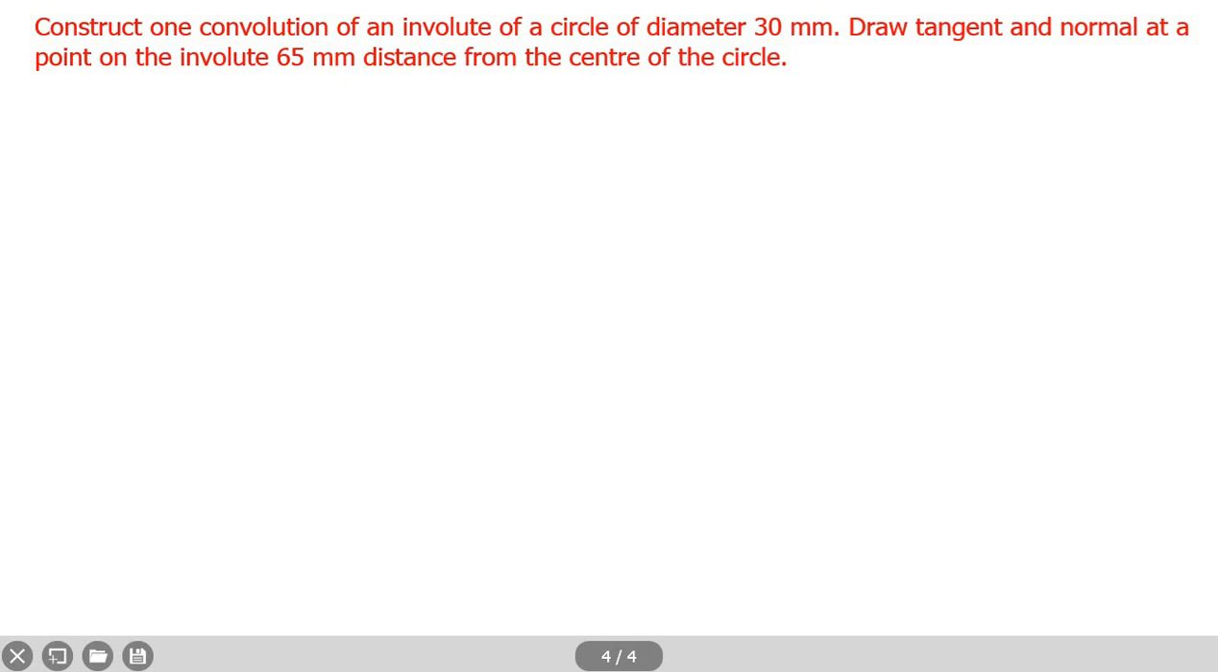Here the diameter of the circle is given as 30 mm. First draw the circle of diameter 30 mm. Then divide the circle into 8 equal parts. First into 2 halves, then 4, then 6, then 8. So you must divide the circle into 8 equal parts.